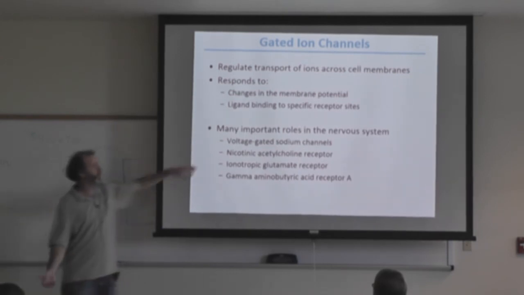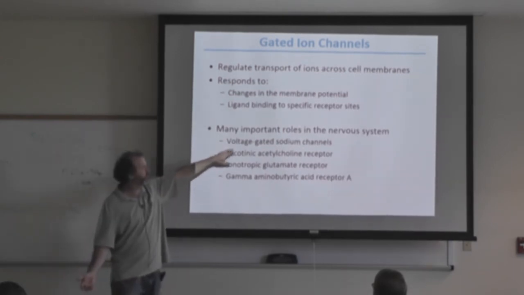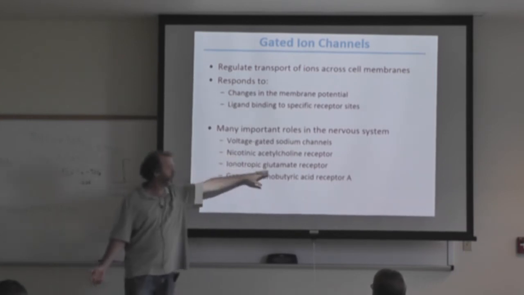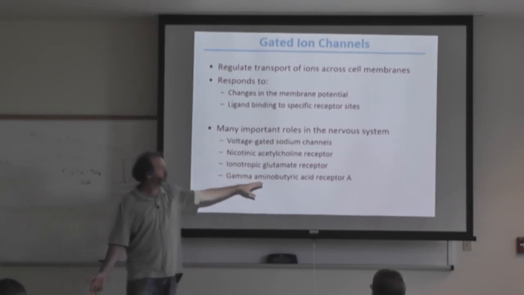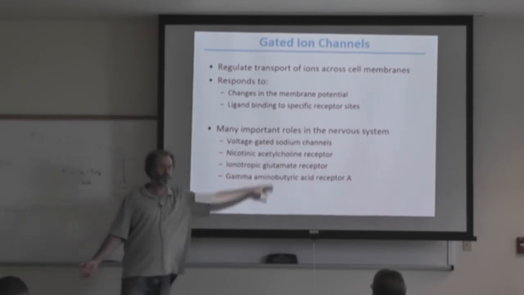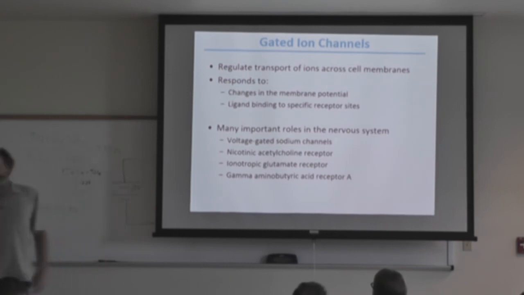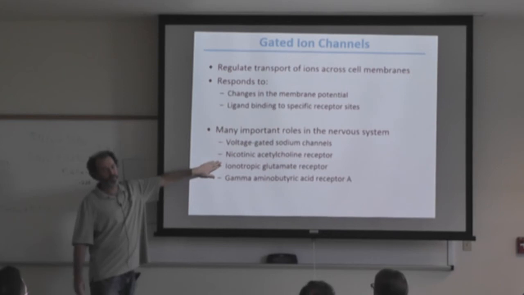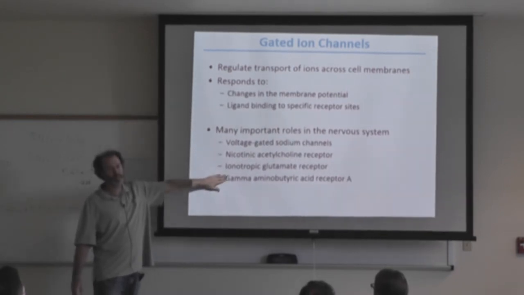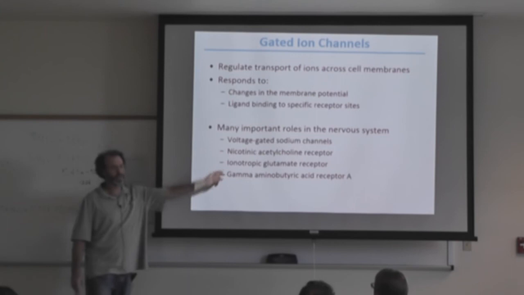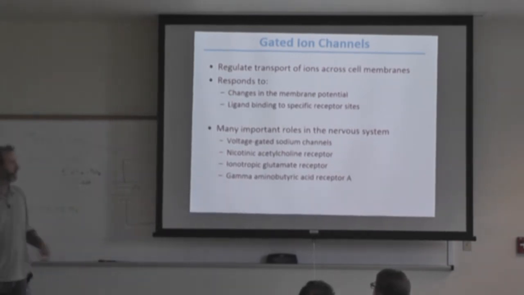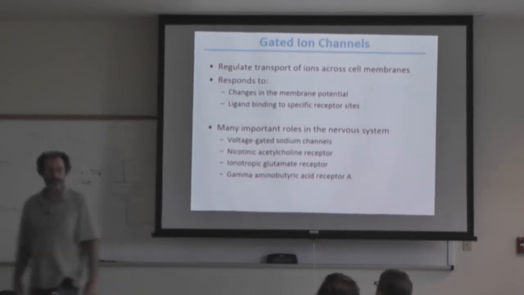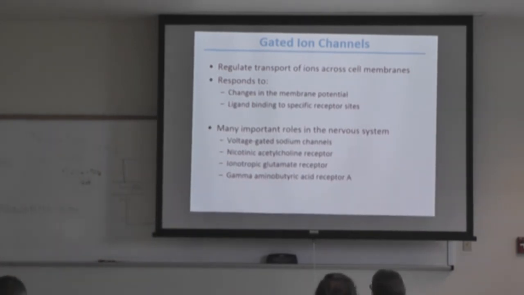They have many important roles in the nervous system. We have voltage gated sodium channels, nicotinic acetylcholine receptors, ionotropic glutamate receptors, and then gamma aminobutyric acid receptors, so this is your GABA. And remember what I was saying earlier, glutamate is stimulatory, which is counteracted by the inhibitory neurons. They work against each other, and they modulate the signals that you get from receptors like acetylcholine, dopamine, and serotonin. They'll modulate that activity.